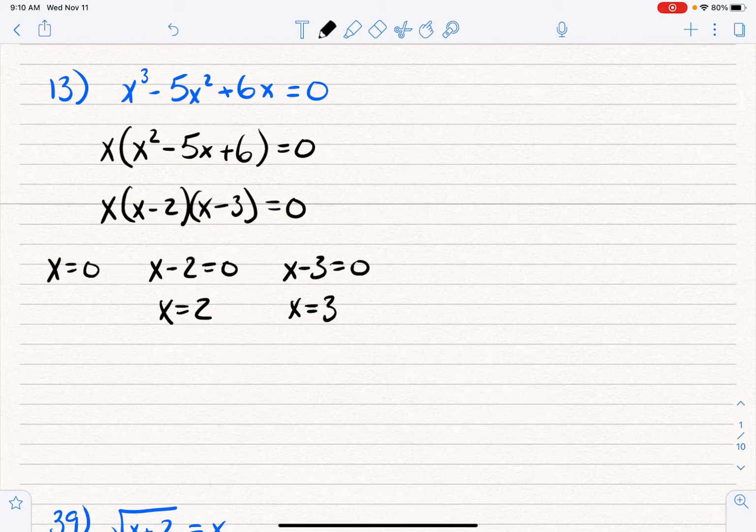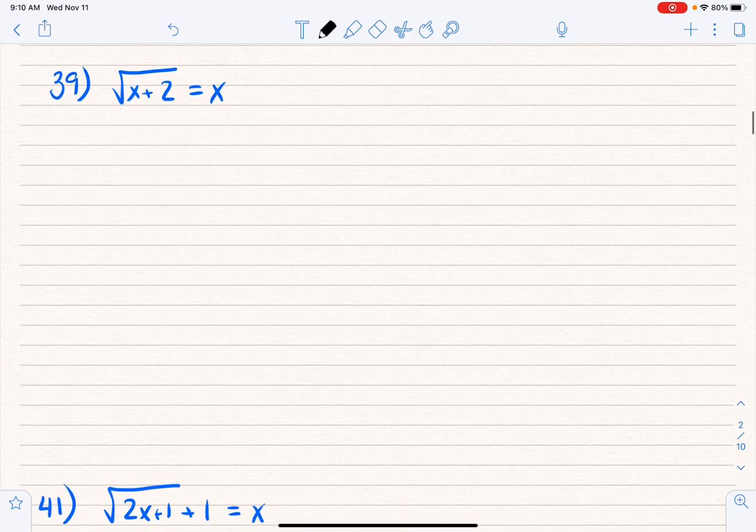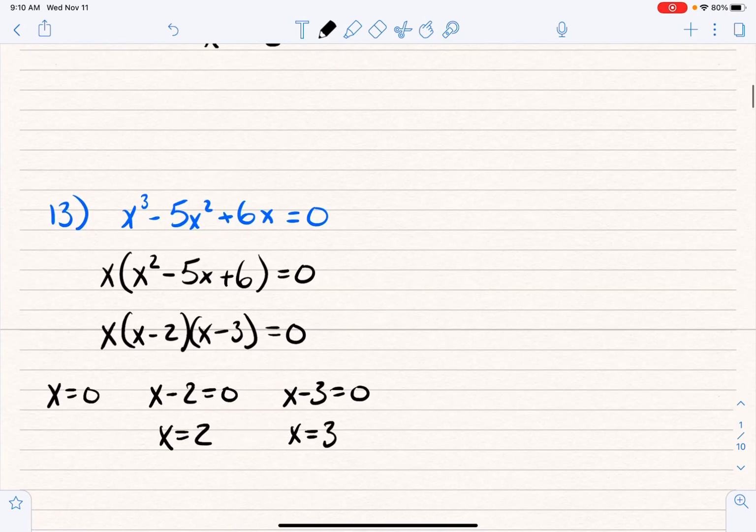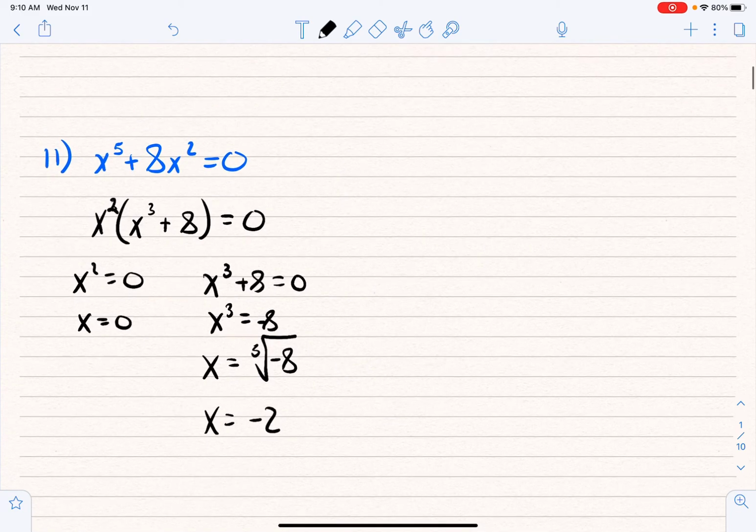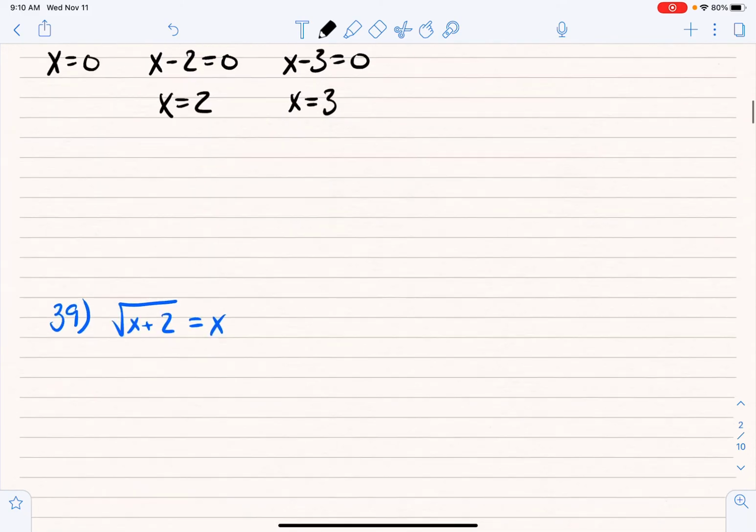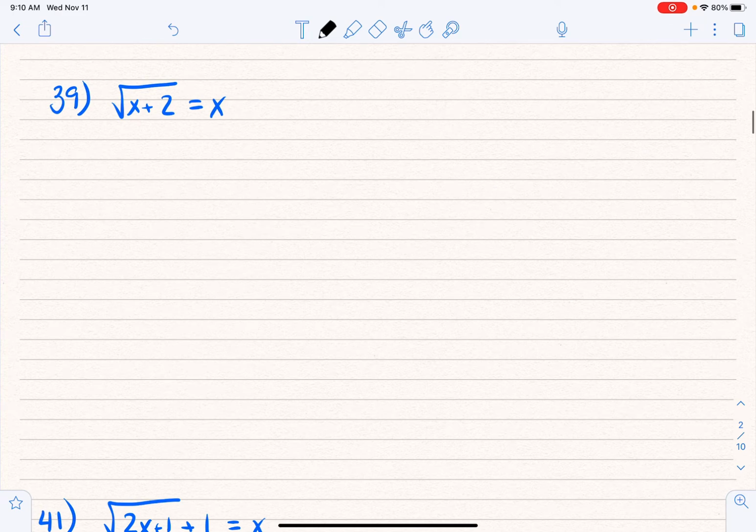Okay, next section. Now we're looking at the radicals. Okay, these radicals, man, these are simple problems. With all these polynomial problems, the big thing, remember, is setting it equal to 0. With the radicals, it's always about getting just the radical itself on one side, all by itself.